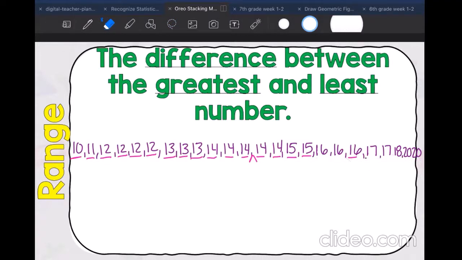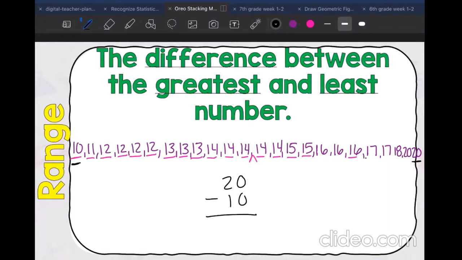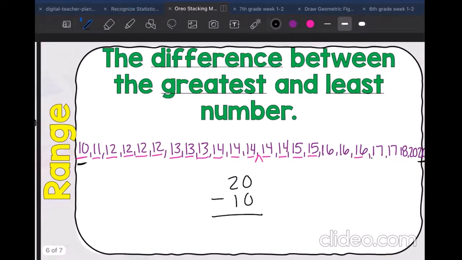All right, so now we're going to find our range. What is our biggest number? 20. What is our smallest number? 10. So now we're going to subtract. What's 20 minus 10? So our range of numbers is 10.